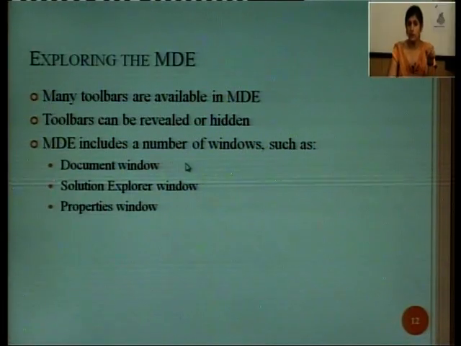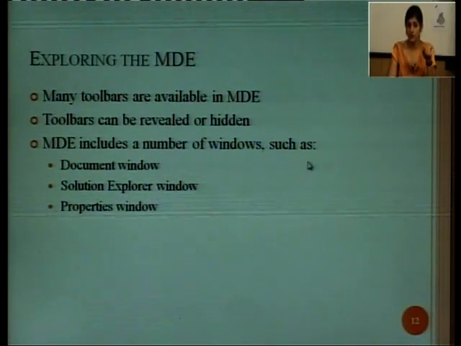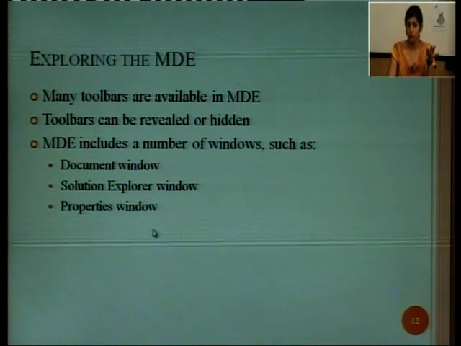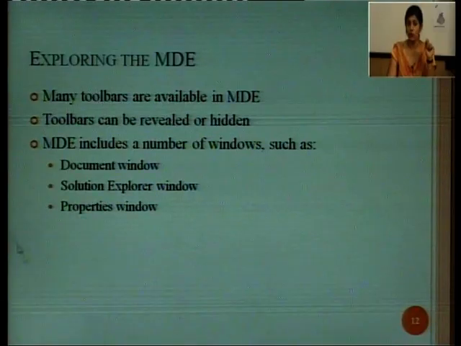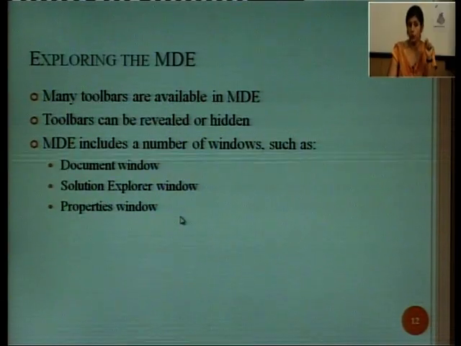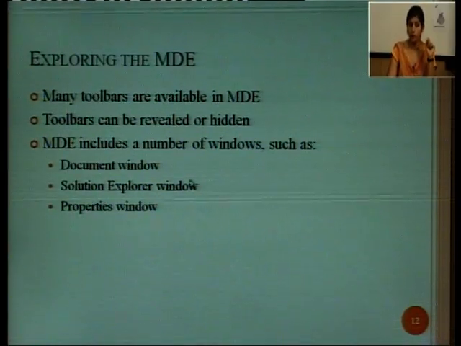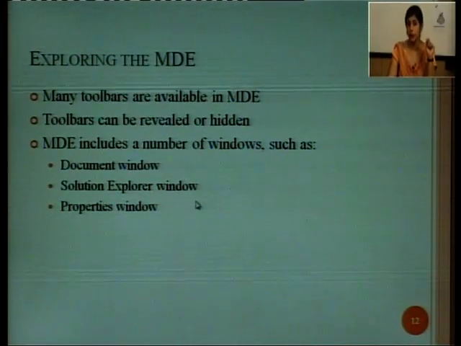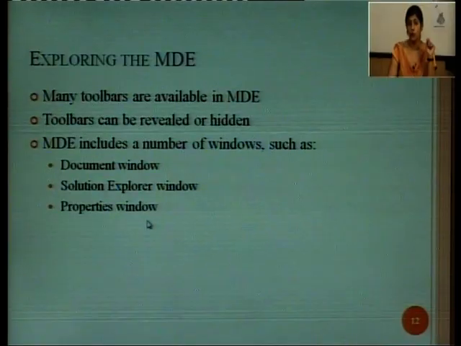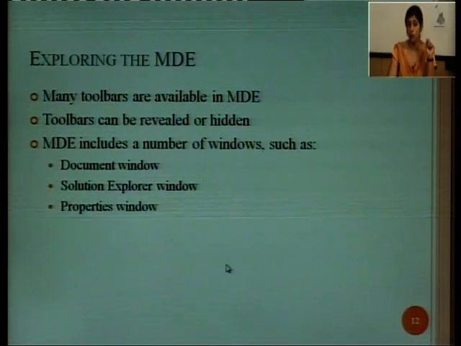MDE includes a number of windows. Note down, in the Microsoft Development Environment, there are 3 types of windows on which you work in VB.NET. One is the document window, second is the solution explorer window, and third is the properties window. These 3 windows appear on your form whenever you work.